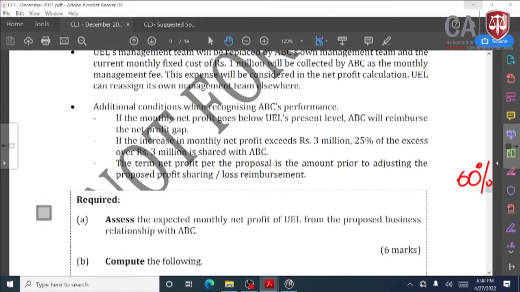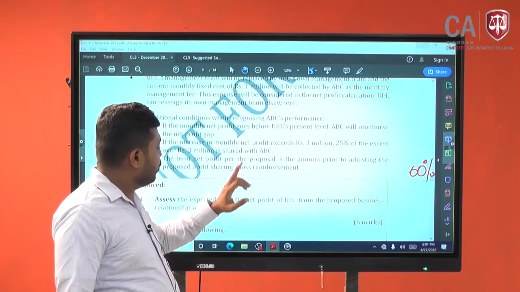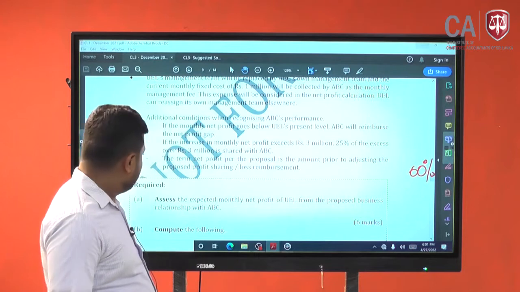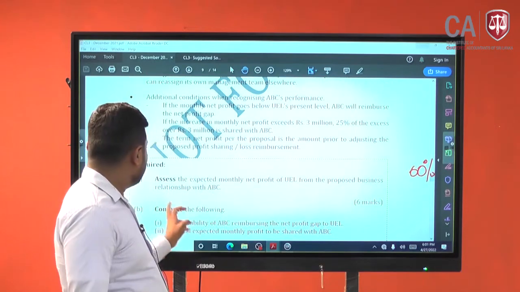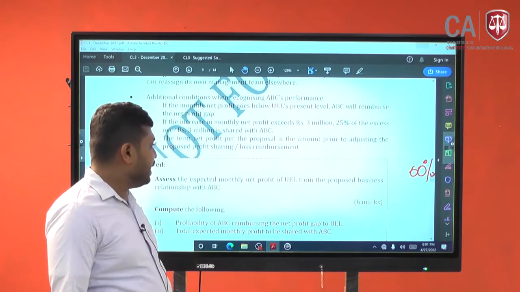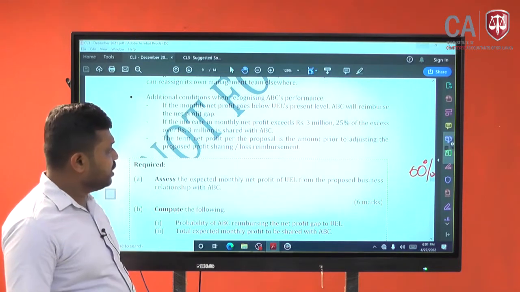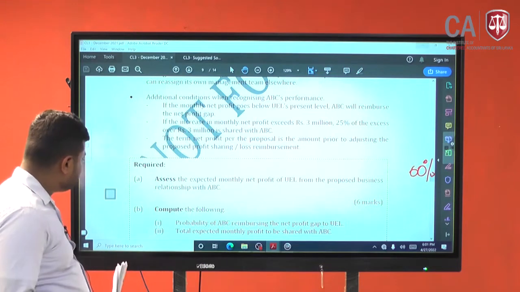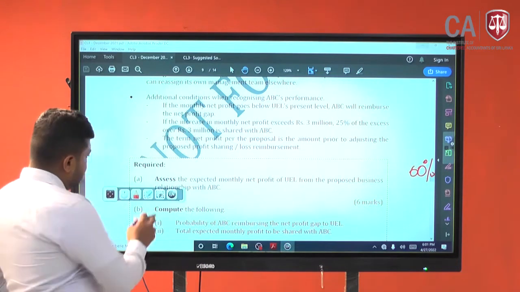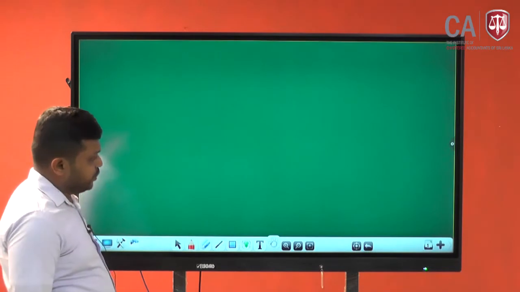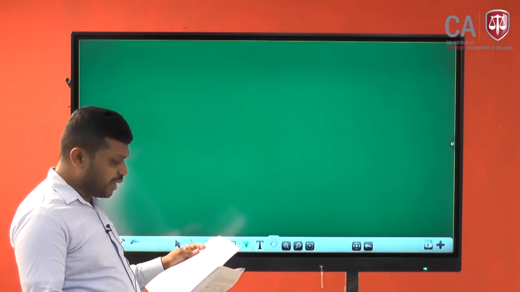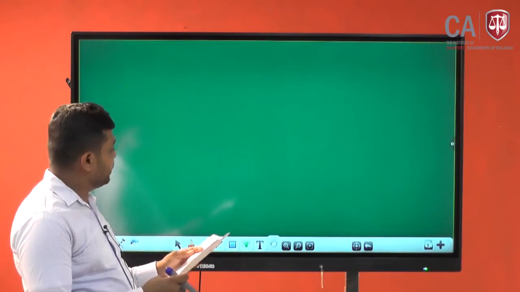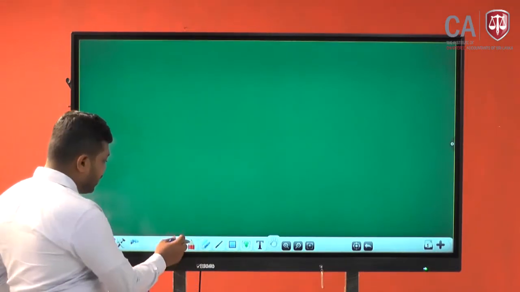The term net profit per proposal is the amount prior to adjusting the proposed profit sharing or loss reimbursement. Assess the expected monthly net profit of UEL from the proposed business relationship with ABC. First, we will look at this one. Thereafter, we will move to other calculations. First scenario, first you have to look at what the current profitability is.